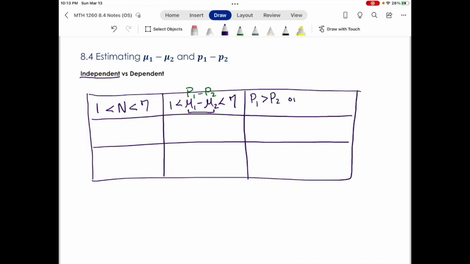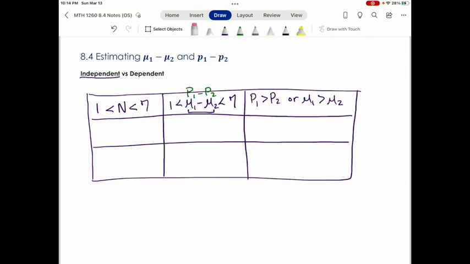So we're going to have the case that P1 is greater than P2 or mu1 is greater than mu2, depending on if we're looking at proportions or means. If I had two numbers being subtracted and I know that the final result is positive, then the first number has to be bigger in order for the result to be positive. If the difference between two population parameters is positive, then the first population parameter has to be greater than the second.